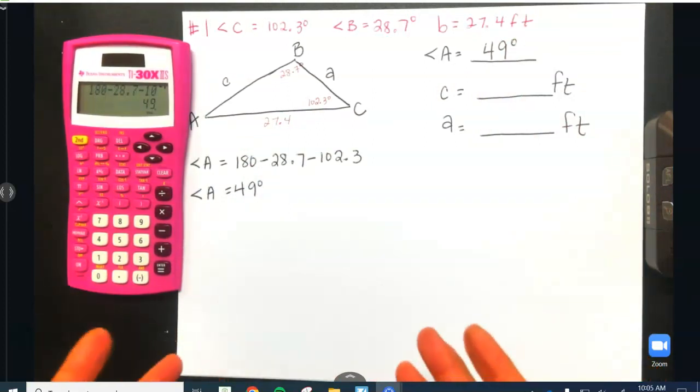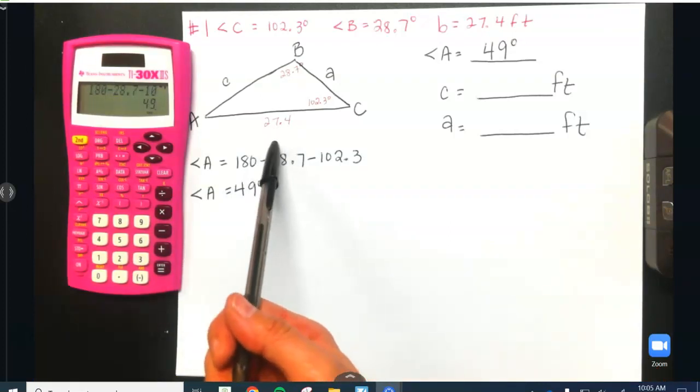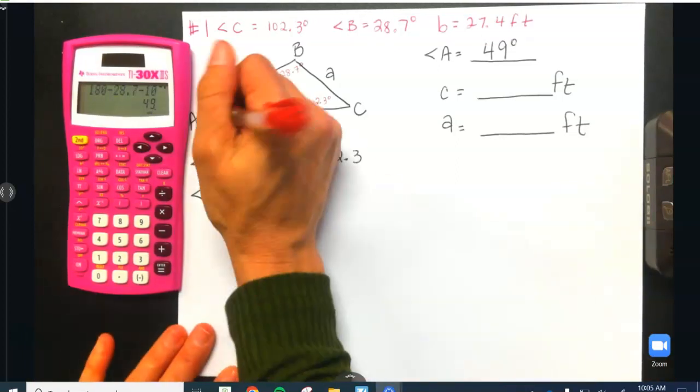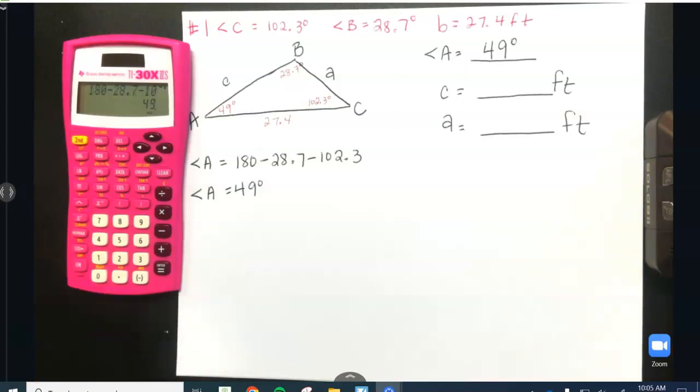And those other two, remember, it's not a right triangle. I have no chance of using the Pythagorean theorem. I couldn't even use it if I wanted because I only have one measure. So I am forced to use law of sines. Let me go ahead and write 49 degrees right here. And before I continue, everybody can see the calculator, right? Yes. Okay.